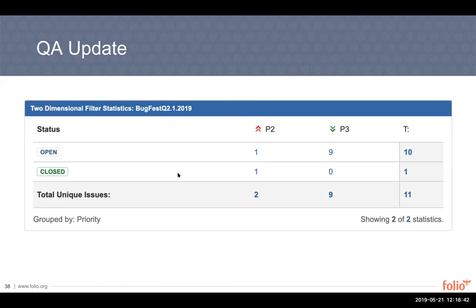This is the screenshot from another dashboard that is publicly available. It's called Bugfest Q2.1. It's available in Jira. I don't think you need to check there often, but all the data is available there as well.